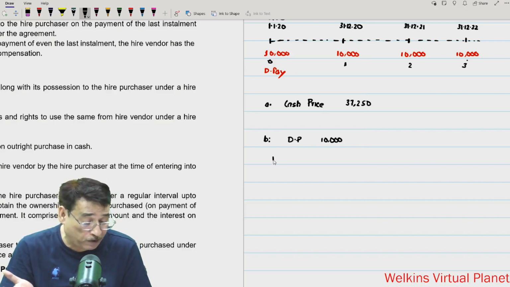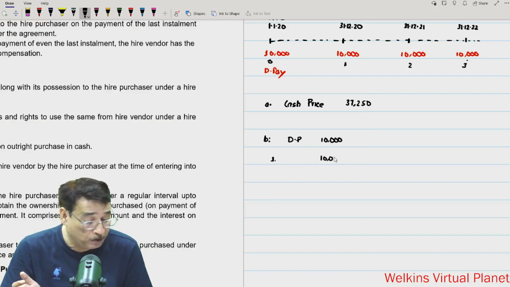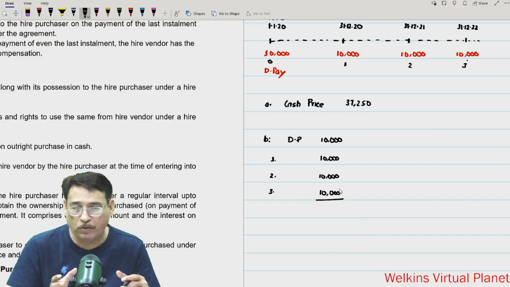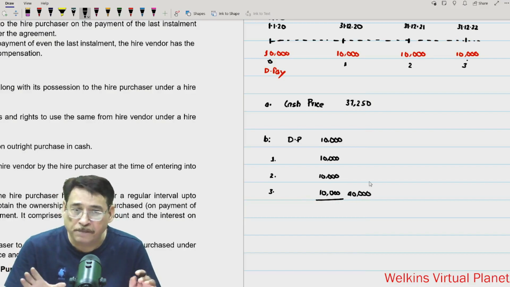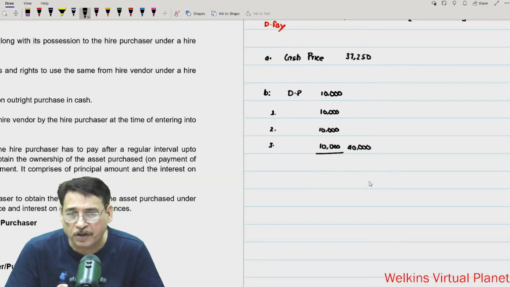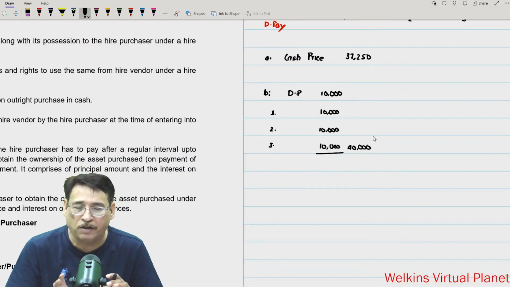Now, at the end of the first year, you are going to pay your first installment, no doubt about that, 10,000. Then at the end of the second year, you are going to pay 10,000 more. Then at the end of the third year, you are going to pay another installment of 10,000. So in total, you are going to pay the full amount, that is 10, 10, 10, that is 40,000 in a 3 years period of time. Is it clear? Now, this 40,000 is known as hire purchase price. Is it clear to you or not?